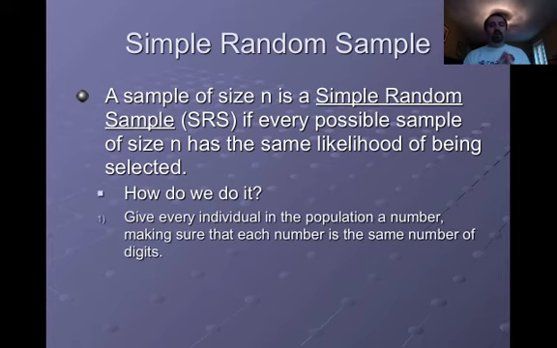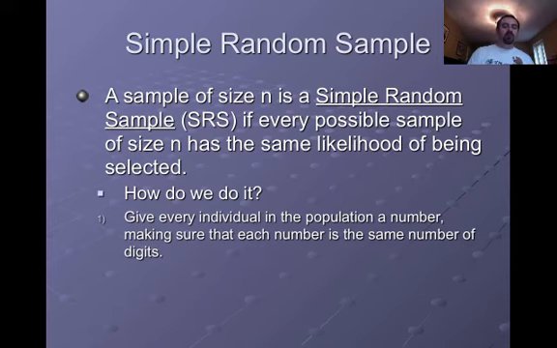The first thing you do is you number every individual in the population. If there are 2,000 people in the population, I'm going to start with 0001, 0002, 0003, all the way up to 2000. And so we're making sure that every number has the same number of digits. So if my largest number is a 4-digit number, every number is a 4-digit number.